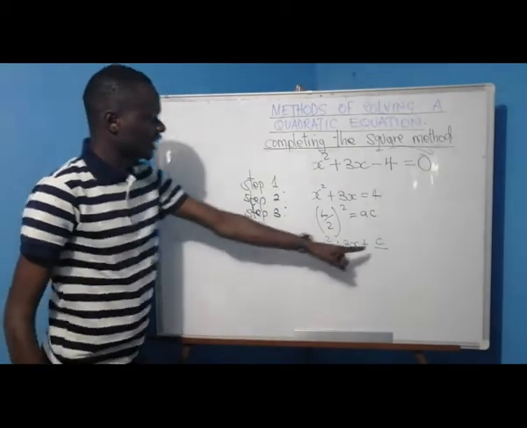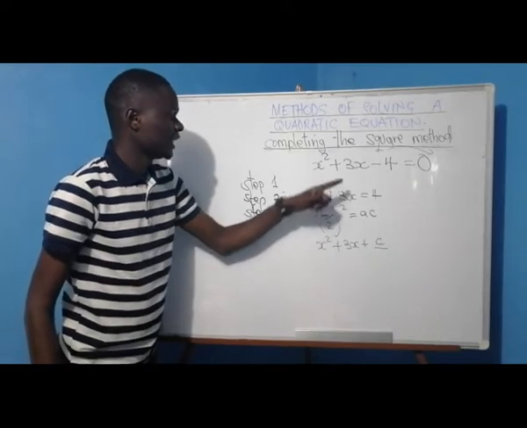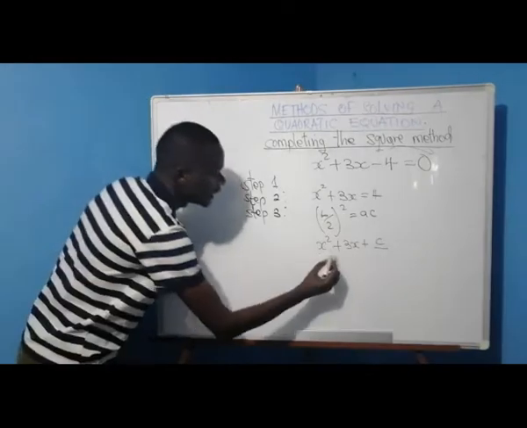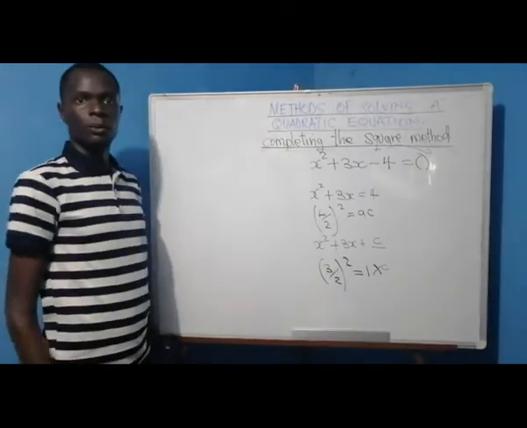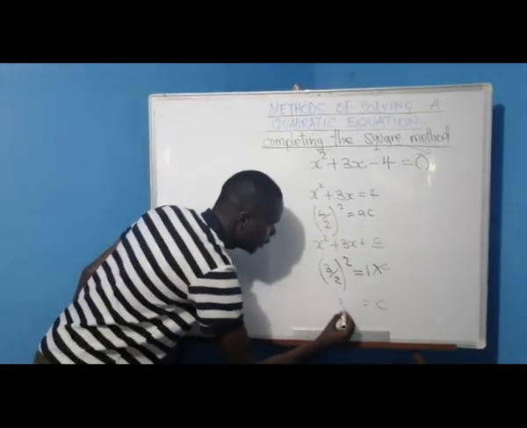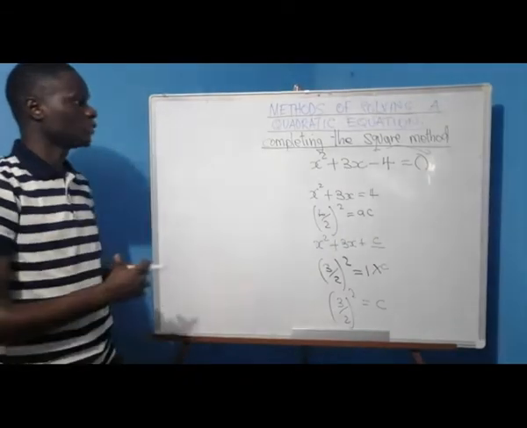So to get C, we have to take B over 2, then square. B is the coefficient of x. From here, we realize that the value of C is equal to 3 over 2, everything squared. So C is equal to 3 over 2 squared.